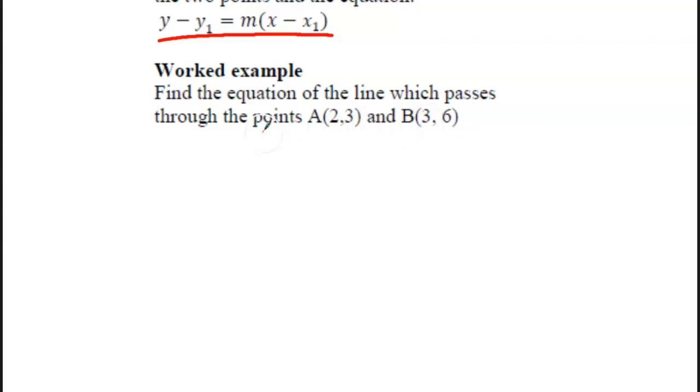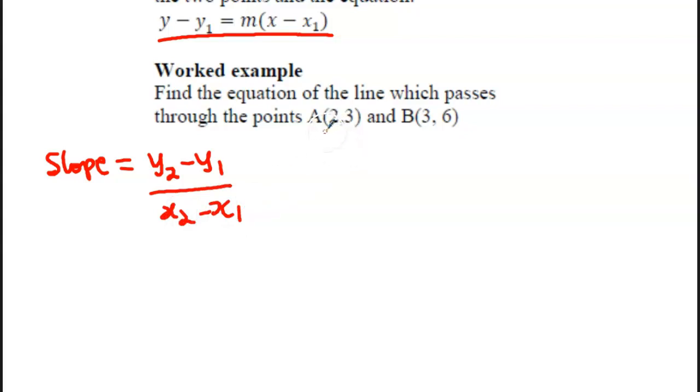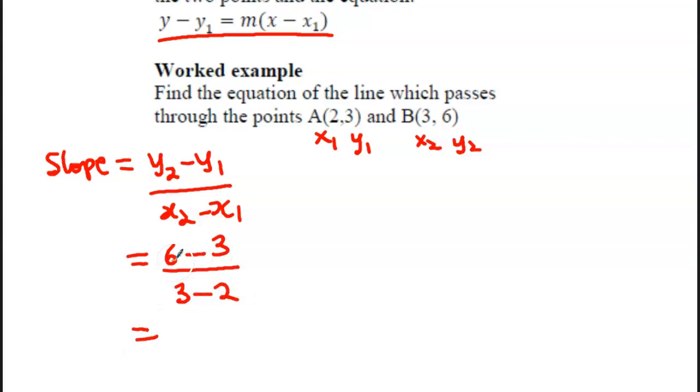We need to find the gradient first. The gradient, or slope, is y2 minus y1 over x2 minus x1. Assuming that this is x1, obviously this will be y1, and then this will be x2, y2. So let's substitute it in the formula. y2 is 6, then y1 is 3, over x2 is 3, x1 is 2. So we have 6 minus 3 is 3, over 3 minus 2, 1. So you have your gradient, 3.